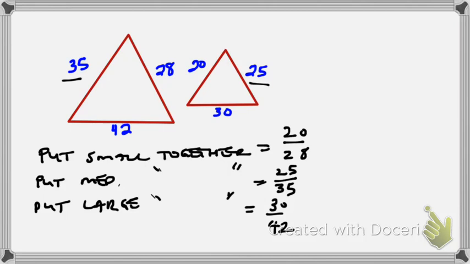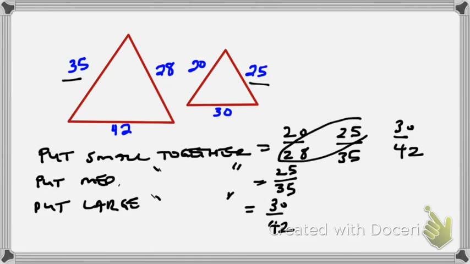Now, if I set these all next to each other and I have 28, 25, and 35, and 30 and 42, if these are truly similar, then the cross products are equal. Okay? So if I take the cross product of 28 and 25, I end up with 700, and then I take the cross product of 35 and 20, and I end up with 700. These are now similar. This makes these figures similar.